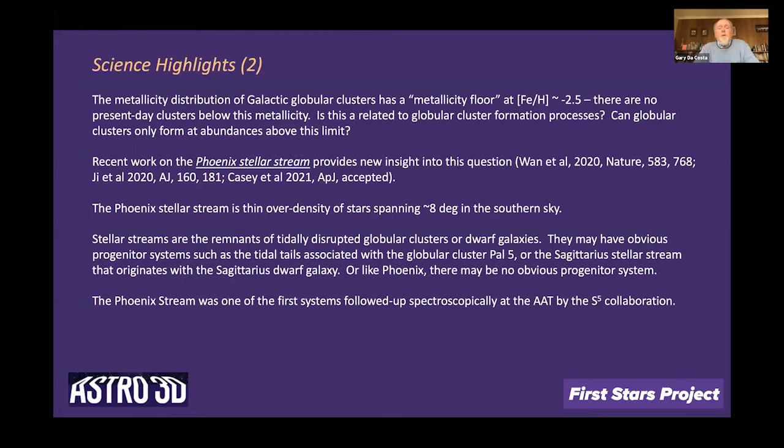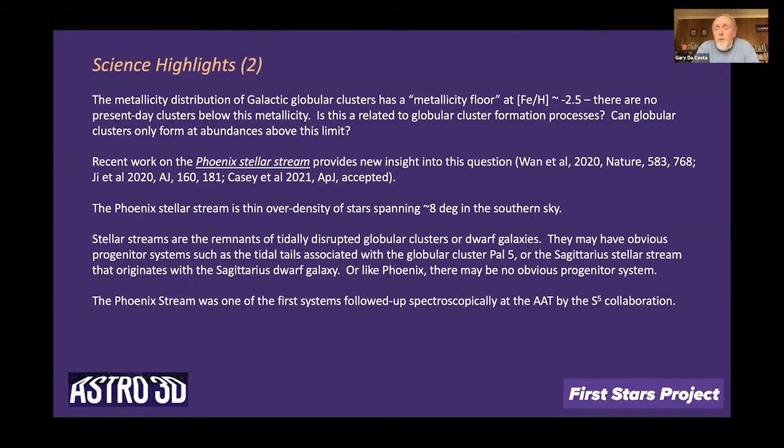Now, what is the Phoenix stellar stream? It's a thin overdensity of stars that spans about 8 degrees in the southern sky. Stellar streams are the remnants of either tidally disrupted globular clusters or tidally disrupted dwarf galaxies. And when you look at them, you can see that in some cases, they have distinct progenitors.